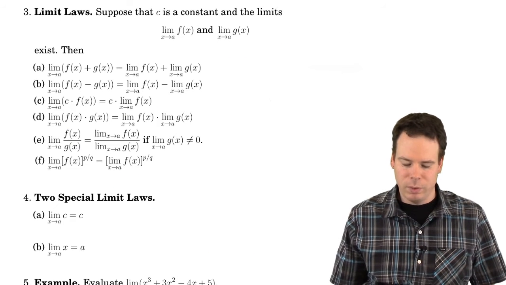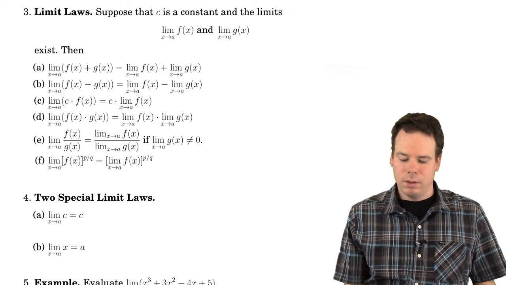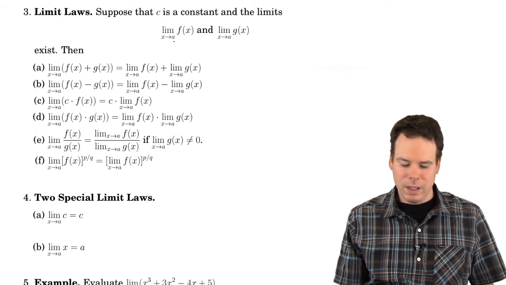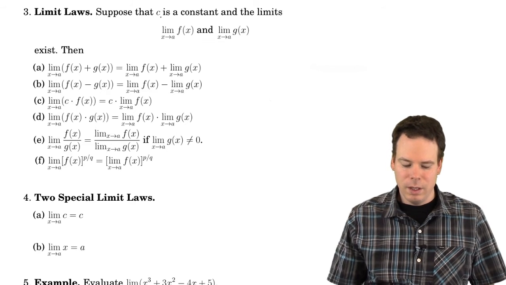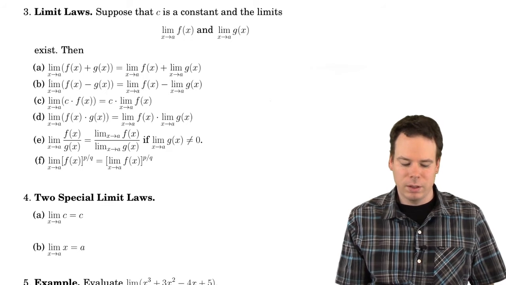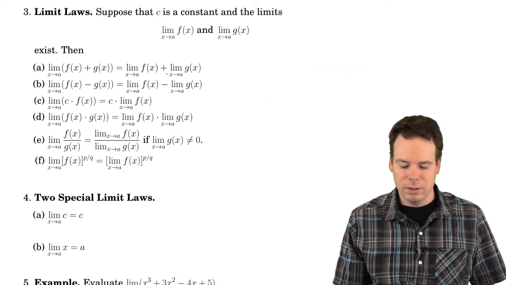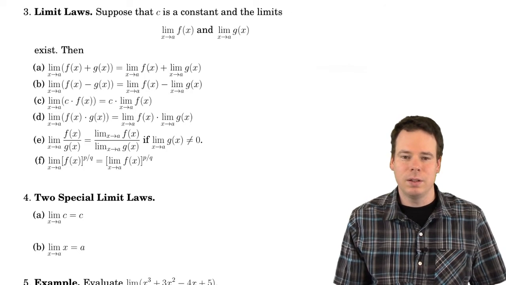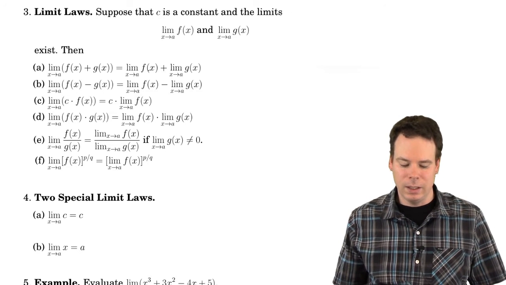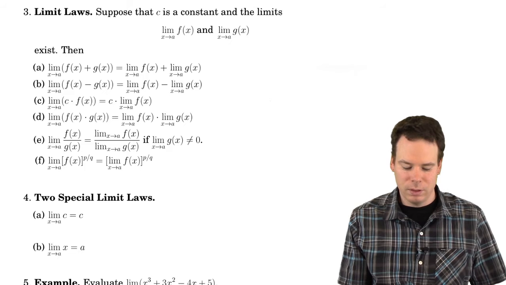So let's look at what these methods are. For the statement of these results, let's just assume that the limit of f and the limit of g as x goes to a both exist, and c is just some constant. Then if I take the sum of two functions and I work out the limit as x goes to a of the sum of those functions, then that's just equal to the sum of the corresponding limits. So I can compute the limit of a sum by just working out the limit of the individual pieces and then adding them. Same is true for differences.